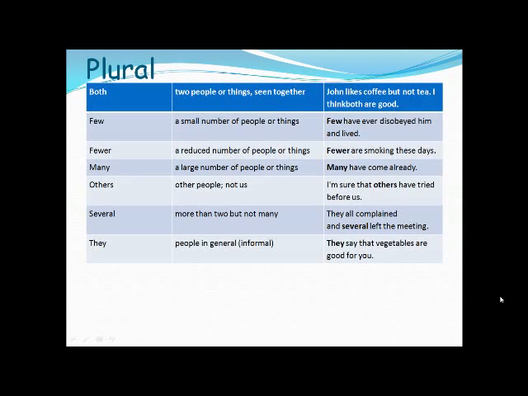And others. This means other people, not us. For example, I'm sure that others have tried before us. Several. This means more than two, but not many. For example, they all complained and several left the meeting. They. This means people in general, but informal. For example, they say that vegetables are good for you.